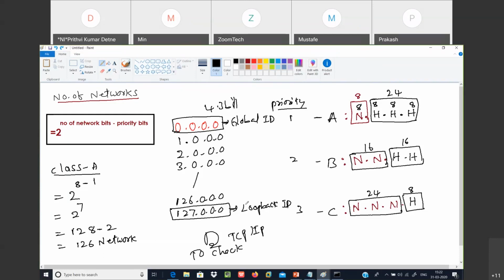Yes, Prakash. Minus 2 only for class A. It means global ID and loopback ID only in class A. In class B, no minus 2. Total networks are valid.